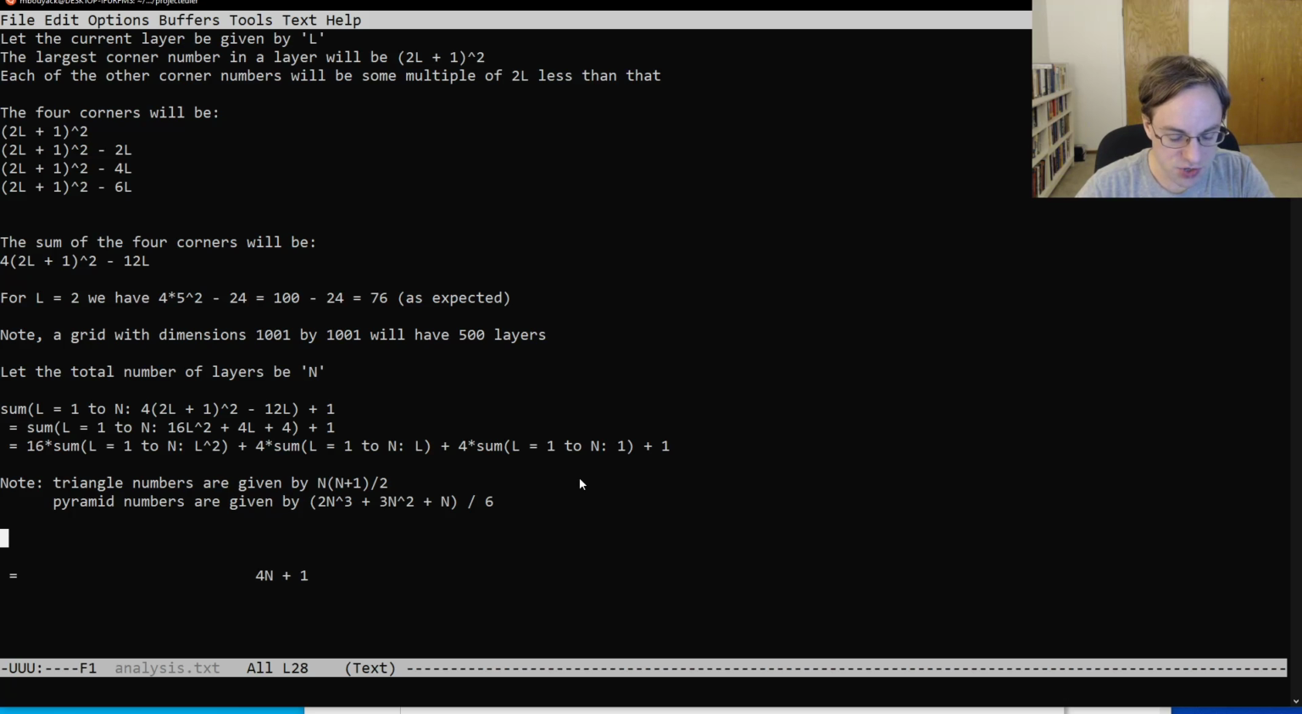But since we've already derived them, it's easy for us to plug those into our expression here. So in particular, the pyramid numbers are going to be 16 times this value. And the triangle numbers are going to be 4 times this value.